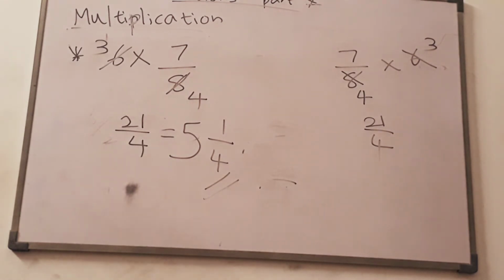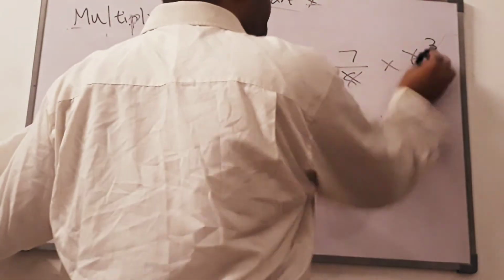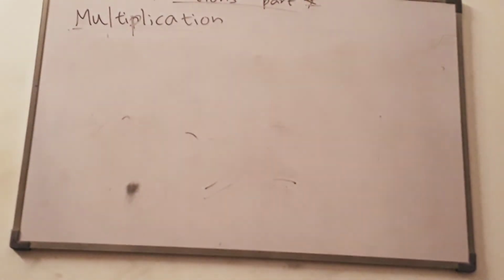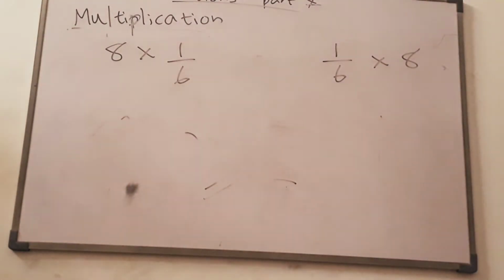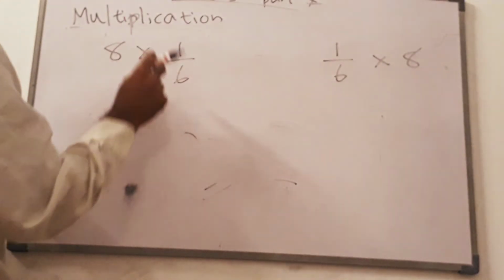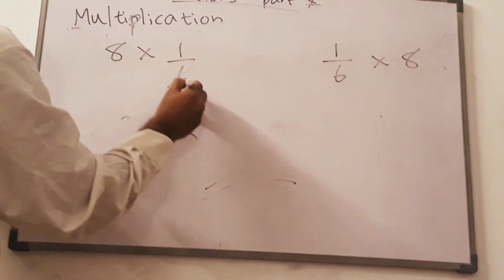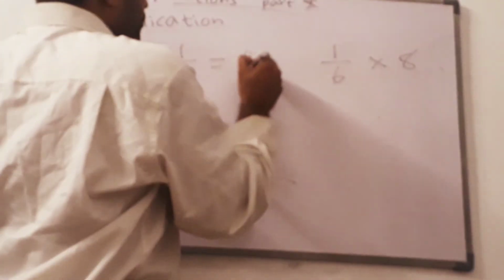More sums. Suppose a sum like this now. 8 times 1 over 6, or 1 over 6 times 8. Like in the previous question, both are divisible by 2. Okay, 2 is a common factor to both 6 and 8. So we can simplify by 2s: 3 twos and 4 twos. 4 times 1, 4 over 3.